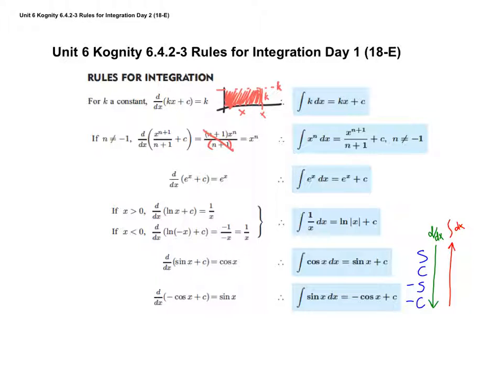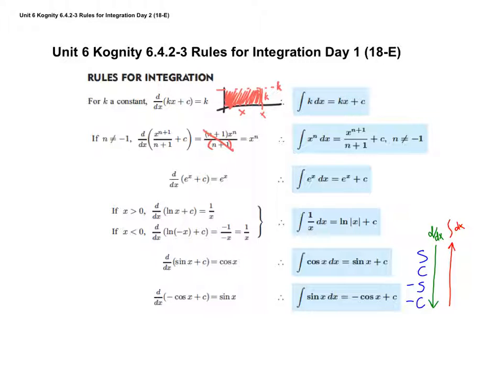So we actually have a different rule for if we have x to the -1 power. And you can see that right down here. We'll skip e to the x for a second. But notice here we have the integral of 1 over x. And this one is directly from one of our derivative rules. The derivative of ln of x is 1 over x.